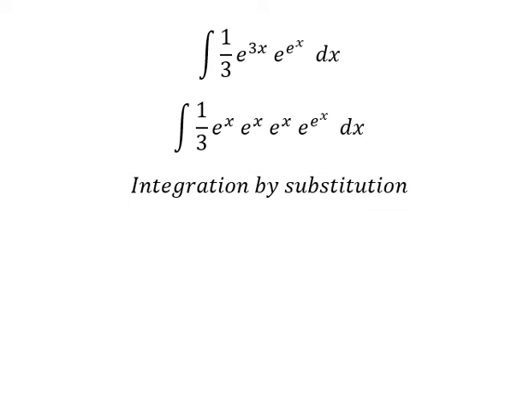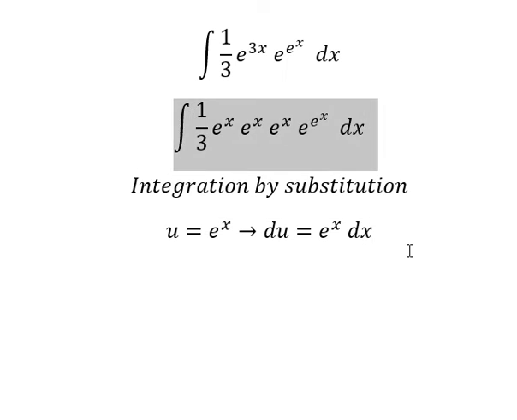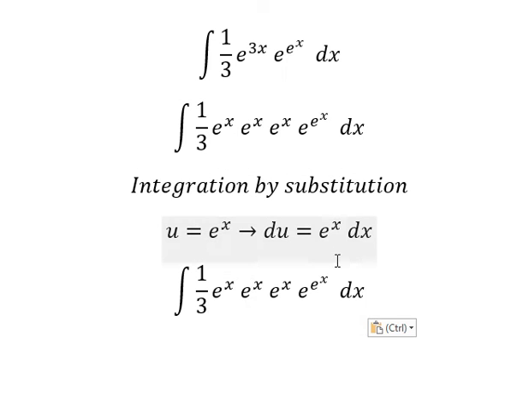So I will put u equals e to the power of s. Later, we do first the derivative for both sides, and we have e to the power of s ds.